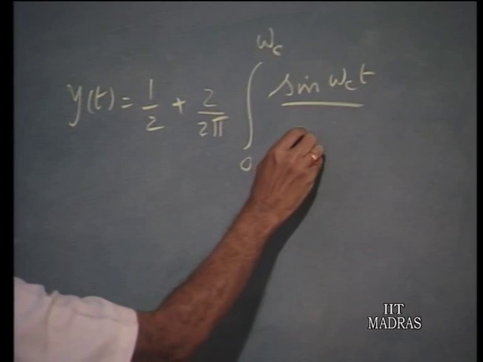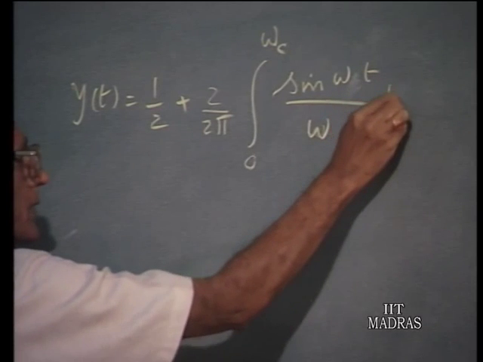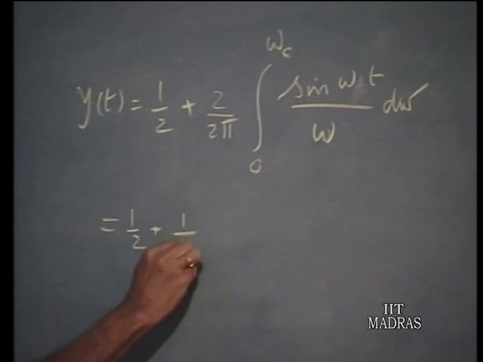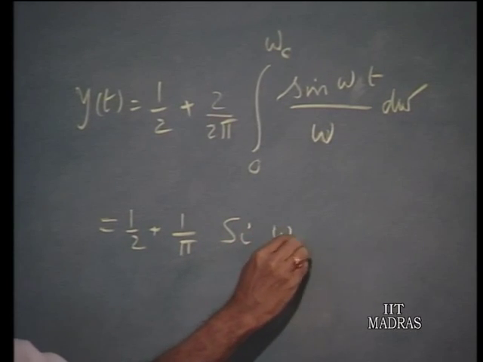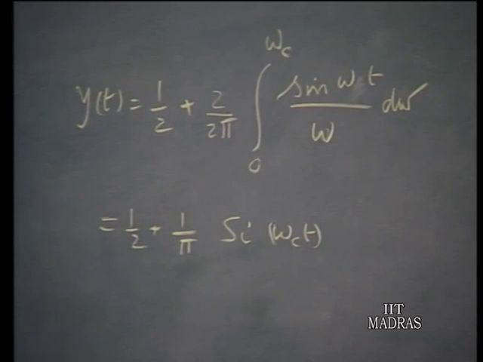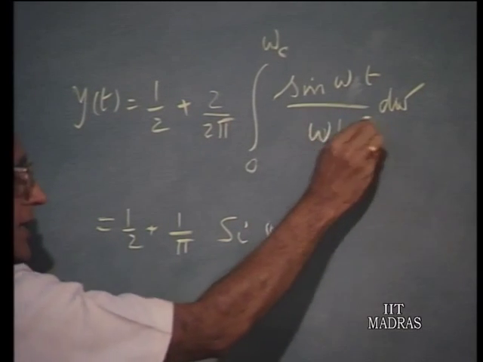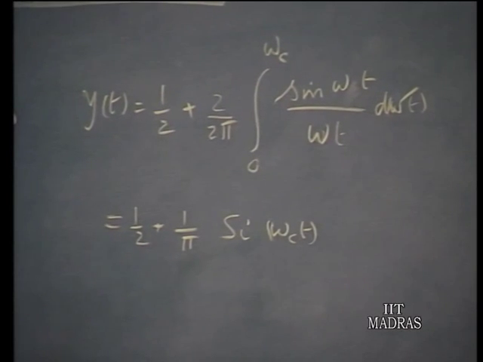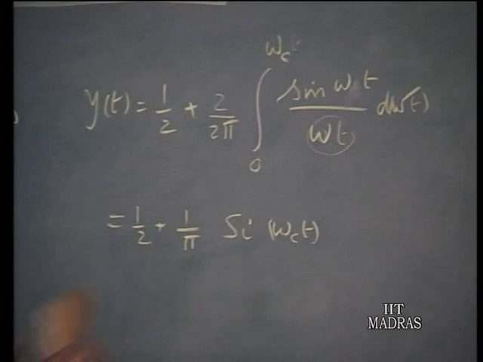sin omega t by omega d omega, or this is half plus 1 over pi. This can be put as sine integral of omega c t. Because after all I can write this as this, I can introduce a t here and then d omega t here, and this can be thought of as sin theta by theta d theta, and once you have this taken as theta, the limit will become omega c t. So, this can be put in this form.